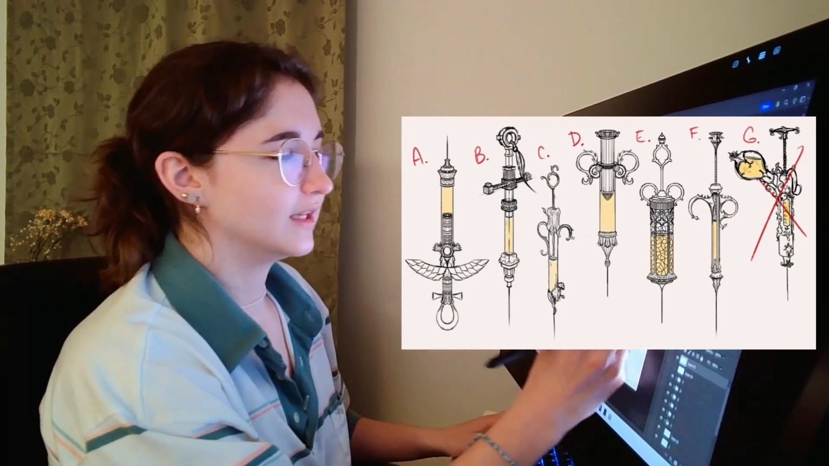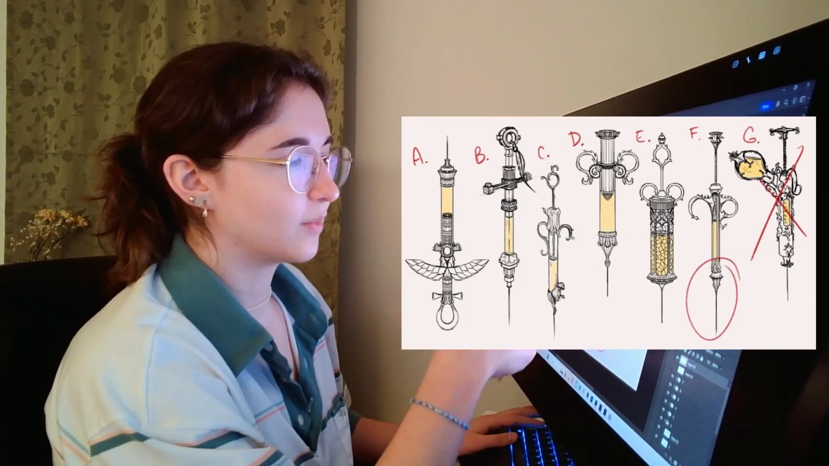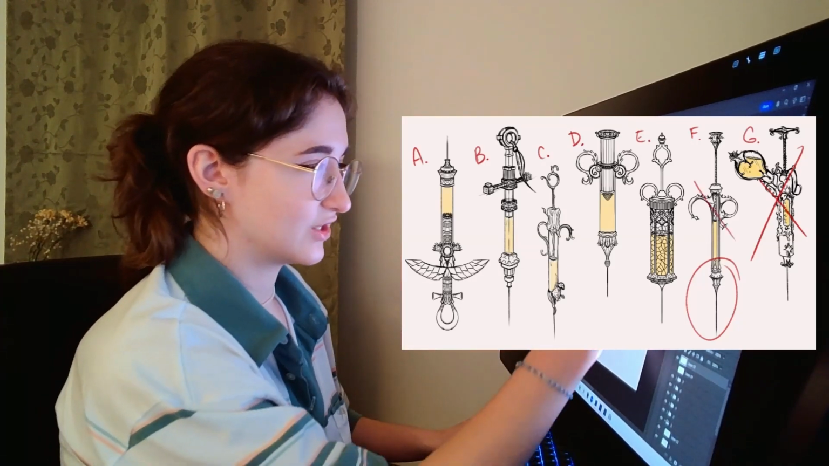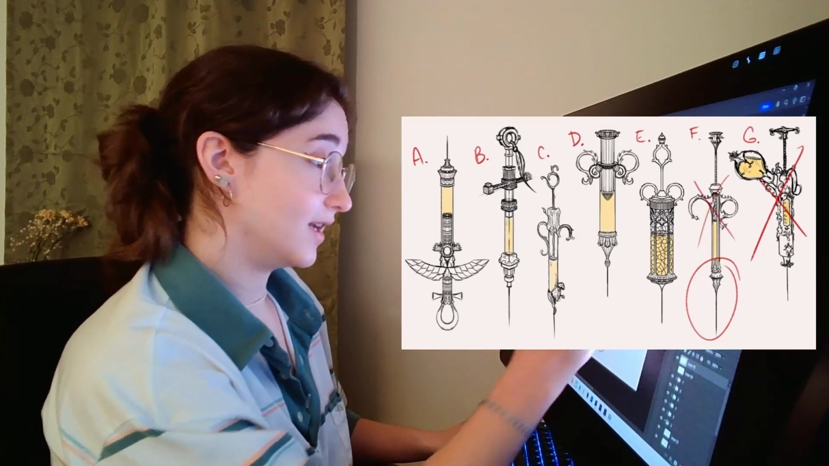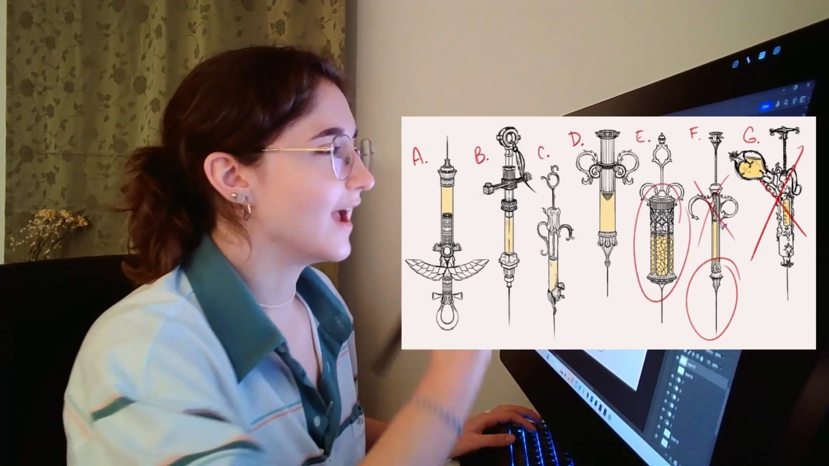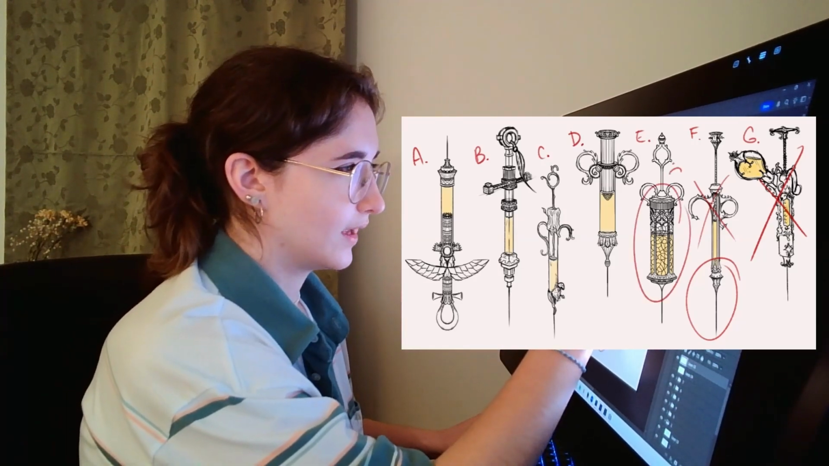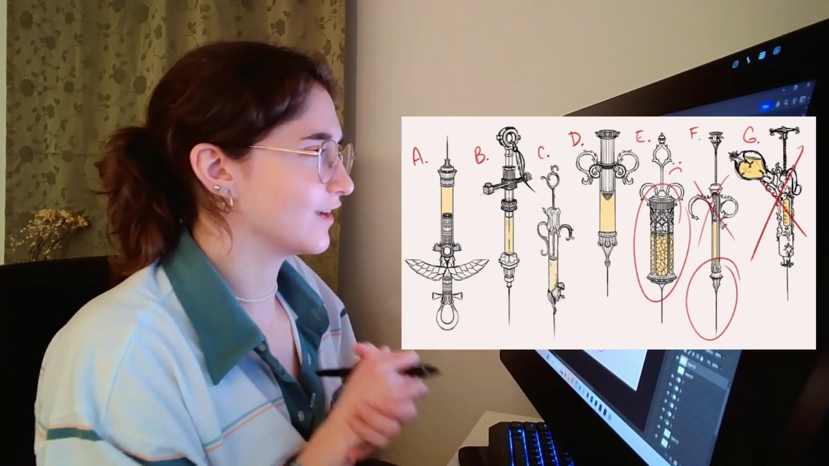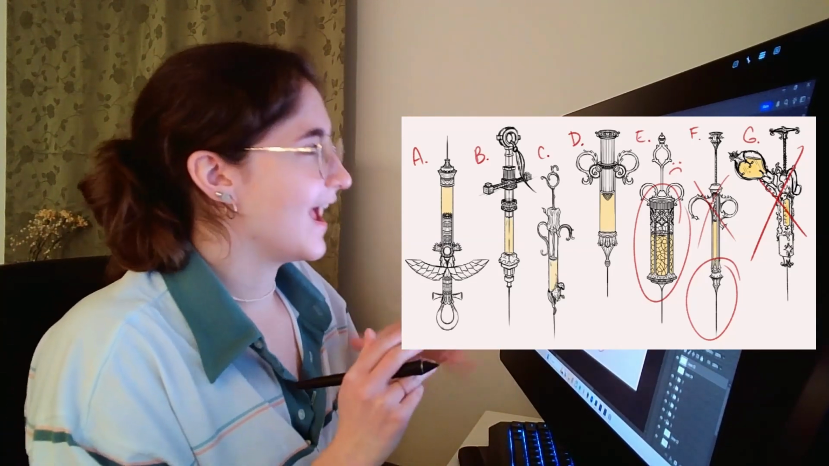F, I really like the bottom of it, the little part that leads to the actual needle part, but the rest of it is just kind of boring. E, love the stained glass. I think that is so cool, except the top is kind of boring, so I want to explore more with that if I move on with this one.